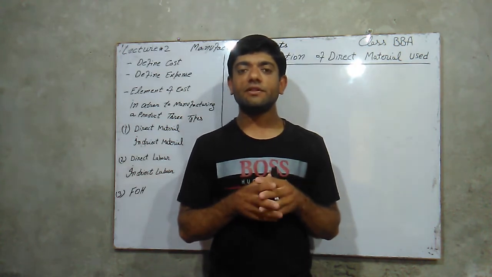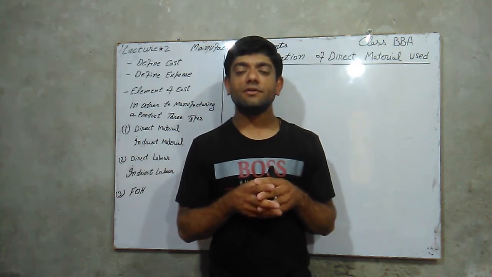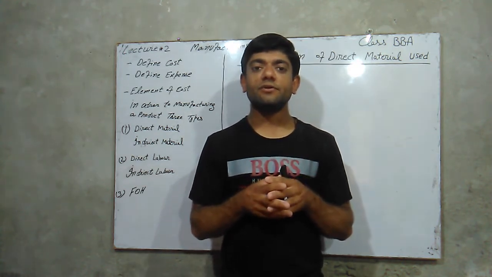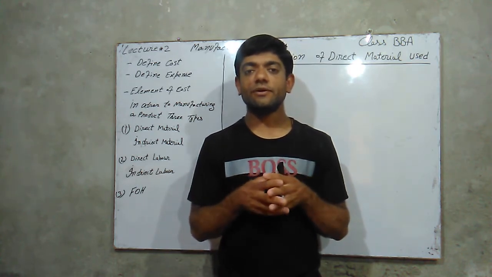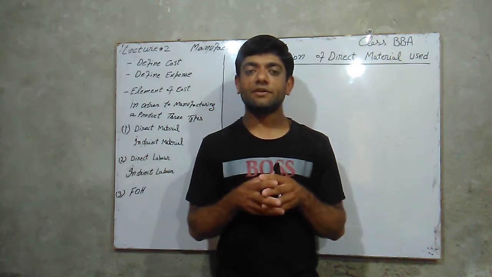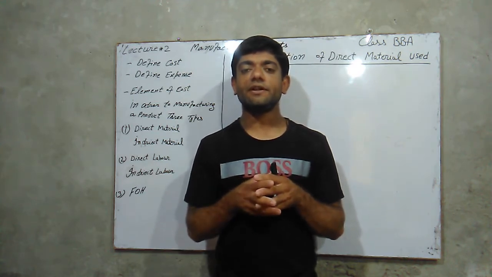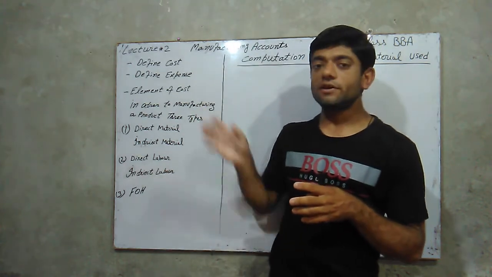We discussed what is business, types of business, and formulas of cost accounting. We studied prime cost formula, conversion cost, manufacturing cost, cost of goods manufactured, and cost of goods sold. These formulas were studied in the previous lecture. So today I am going to discuss types of cost.